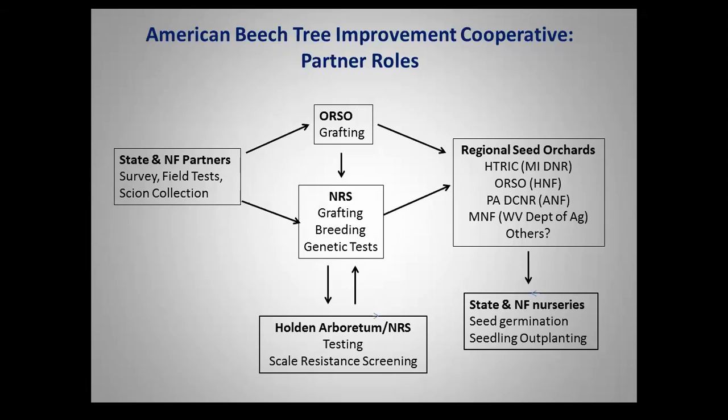Once we have the grafts available, they go out to our partners to establish the regional seed orchards. We'll help them with that process and with designing the seed orchard, but then after that, they take care of all of the maintenance and upkeep of those seed orchards. And eventually, once the seed orchards are producing seed, they will then distribute seed to their state and national forest nurseries for germination to produce these seedlings enriched for resistance that can be used in outplanting.